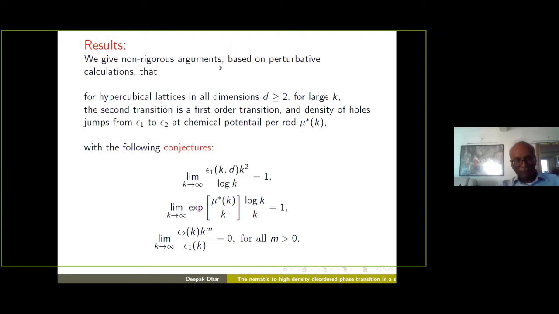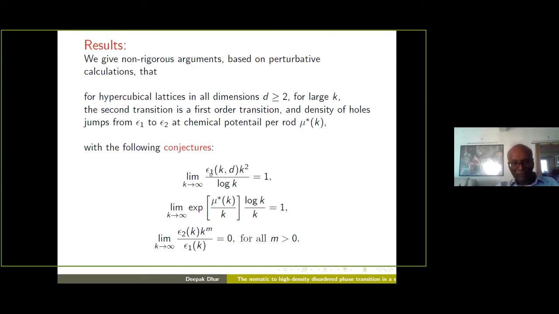So we have non-rigorous, perturbation-based arguments, but the claim is that for all hypercubical lattices in all dimensions, in the large k limit, the second transition is a first order transition. So if you have a first order transition, you would like to know at what chemical potential it occurs, and what are the values of the density, from what density to what density is the jump. And these are the conjectures. They are not fully established, but we give some arguments for these.